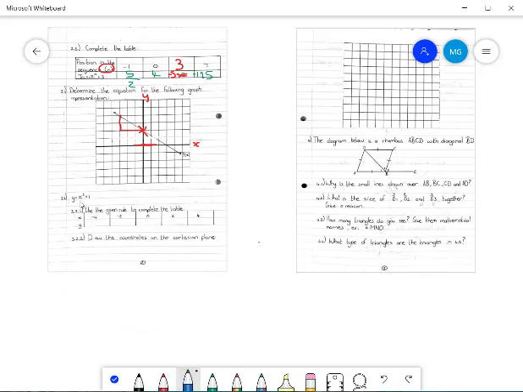Okay, so for the next one, they give us this equation. This is not a linear equation. As you can see, it does not meet the requirements for y equals mx plus c. There's no exponents in a linear equation. So if there's an exponent, you already automatically know it's not going to be linear.